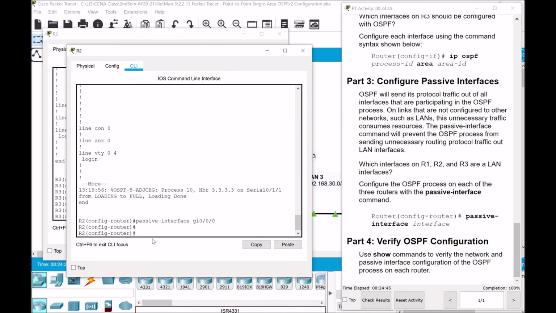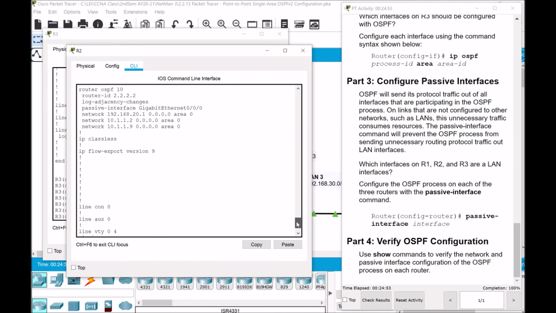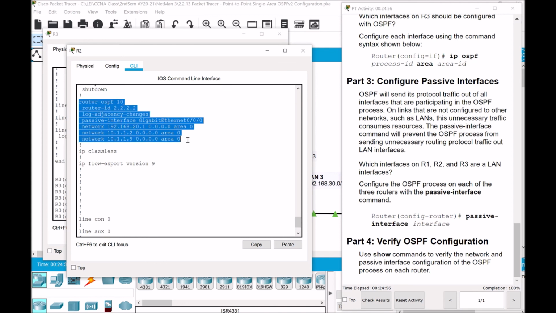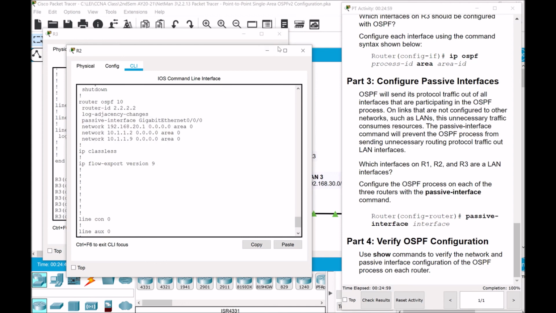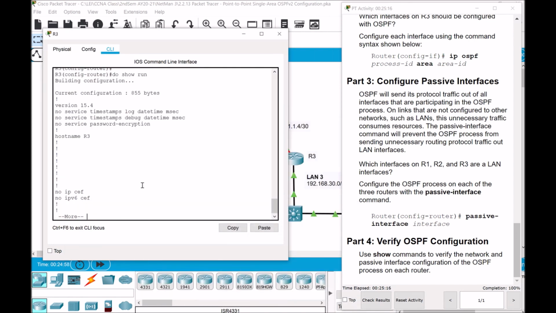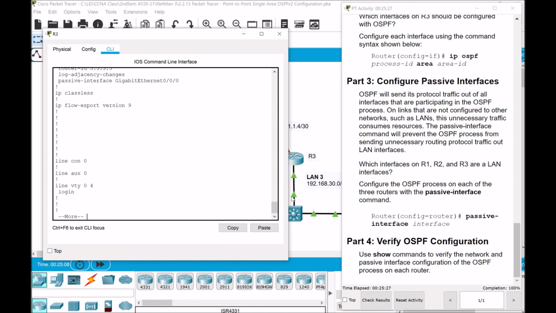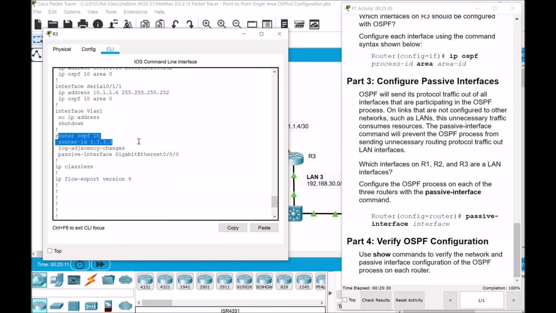For R2, we can also do show run. Okay, and let's check. Alright, okay. For this configuration, also complete because we have the passive interface gigabit Ethernet. Okay, and then the last one, R3, show run. Alright, okay. So for this one, the interfaces have their individual OSPF configuration, while the OSPF summary tells us we have the passive interface for gigabit Ethernet 0/0/0.